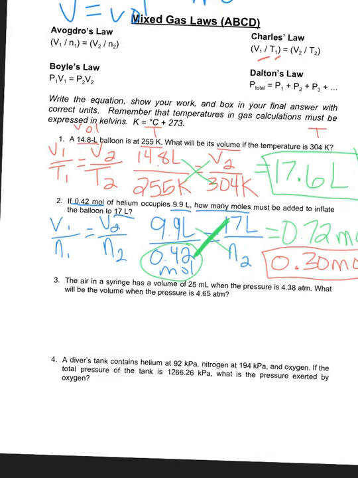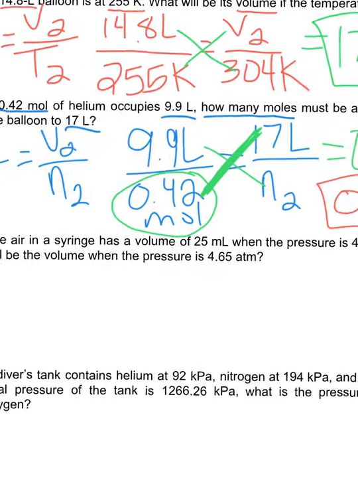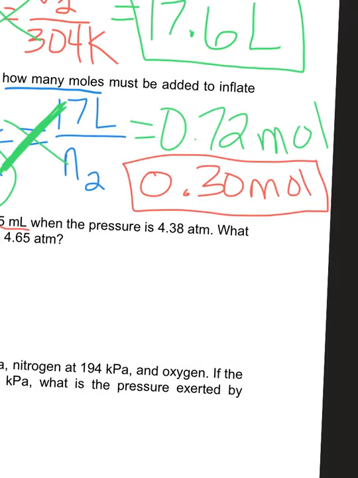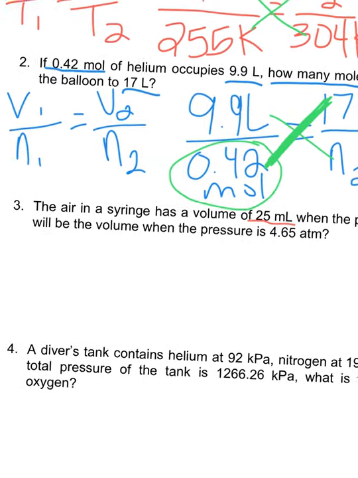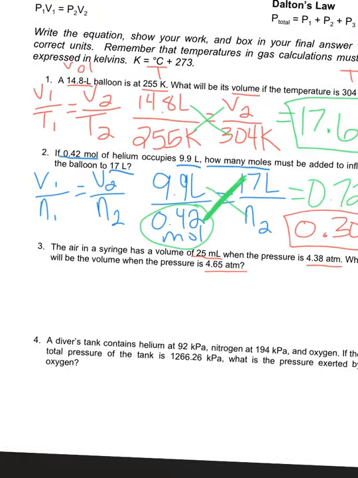Let's look at number 3. Again, we're going to underline as we read. We're going to underline our values. The air in a syringe has a volume of 25 milliliters when the pressure is 4.38 atmospheres, what will be the volume when the pressure is 4.65 atmospheres? Volume and pressure.